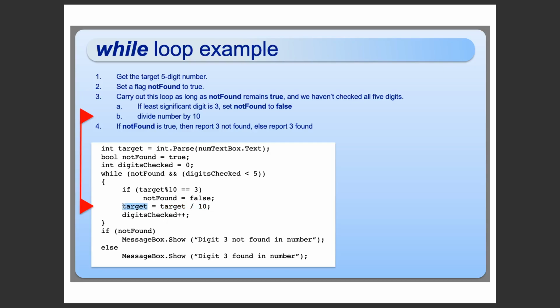So target's going to go from 5 digits to 4 digits. On the next iteration, it'll go from 4 to 3, and so on. As long as we haven't found the 3, it'll get down to eventually no digits. And here's an update to digits checked. Remember that we want to count how many digits we've checked so far. They start at 0, and on each iteration of the loop, we increase the counter by 1. So here's that increase by 1.